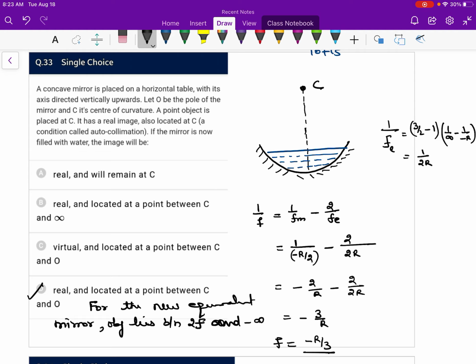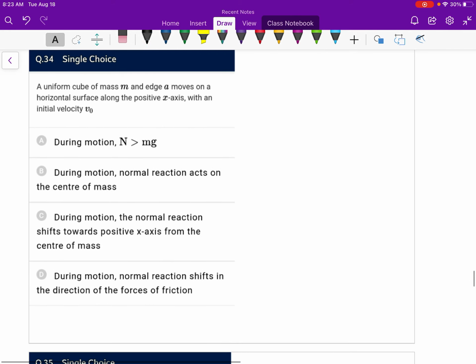See, first we calculated the focal length of the lens, which is 2R. Now for the equivalent mirror, 1 by F is 1 by Fm minus 2 times 1 upon FL, and from that we calculated the focal length to be minus R by 3. So the focal length has reduced from R by 2 to R by 3. That means now the object is not at 2f, it is between 2f and minus infinity, so the image will form between 2f and f. The image will now be formed closer to the mirror, between C and O. So real and located at a point between C and O. So D is the correct option.